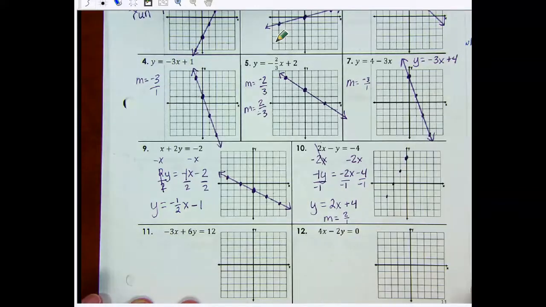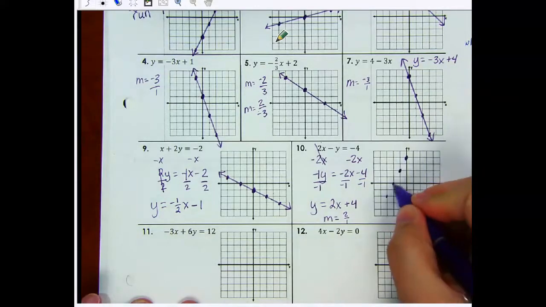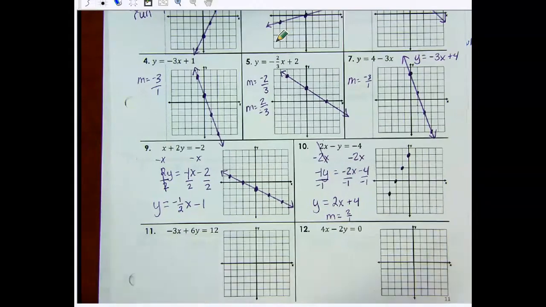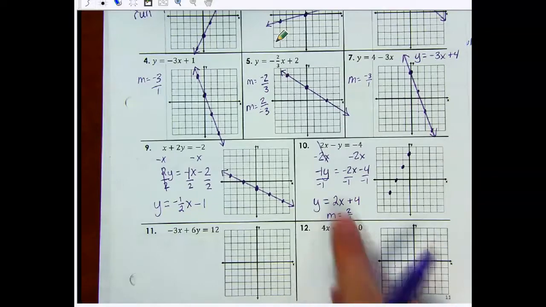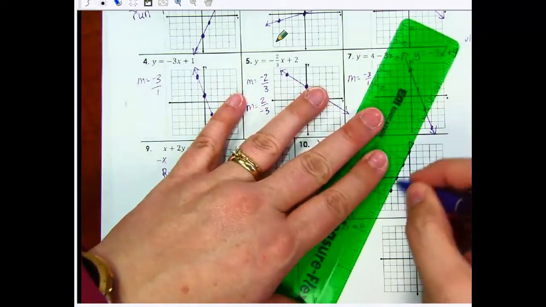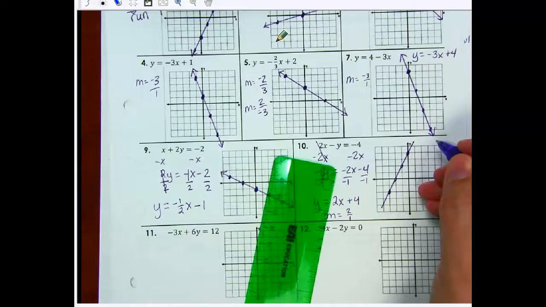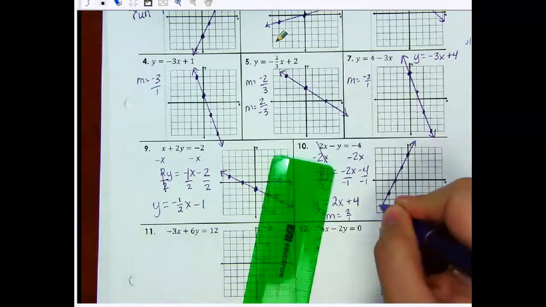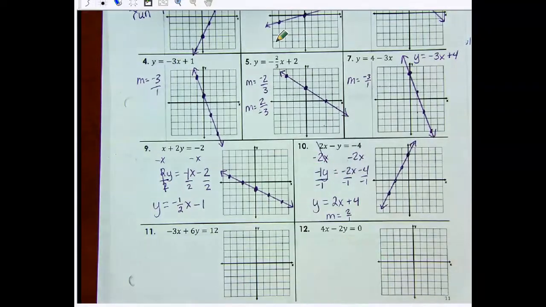Okay? So if you can't do what your slope is telling you to do, do the opposite of that. So I couldn't go up 2 and right 1. I had to go down 2 and left 1. Notice that this slope is positive. And when I make my graph, it is going up the hill, so it is positive. So just make sure you're being careful about ones like that.